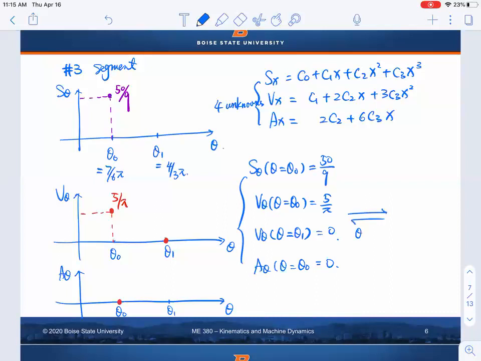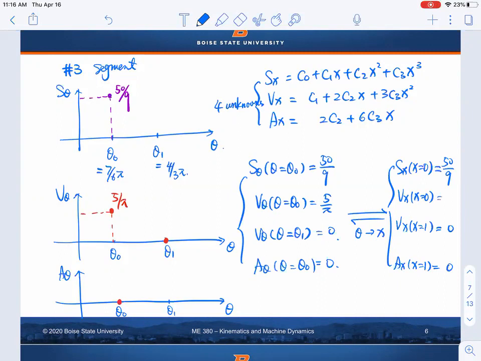Again, you want to go from theta to x, so you can solve these equations. Your S at x equals 0, because theta naught corresponds to x equals 0, and its displacement you can directly copy and paste. Then Vx at x equals 0, Vx at x equals 1, and Ax at x equals 1. The next step is to find all the zero velocities and accelerations. If it's 0, you can directly copy and paste. Here you have one non-zero velocity.